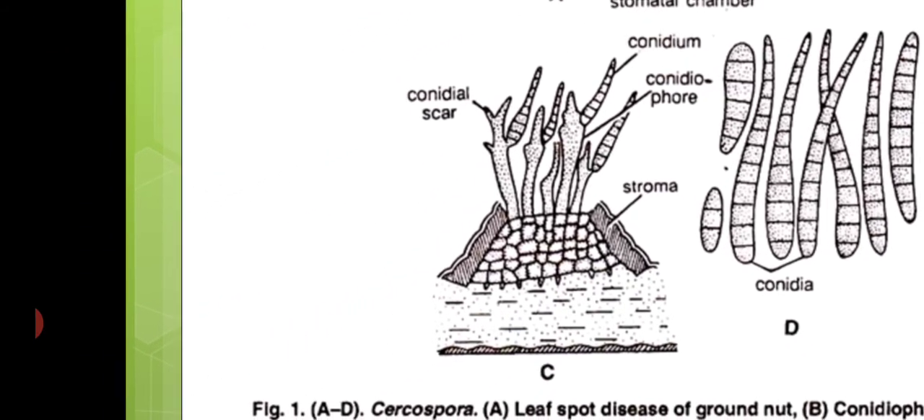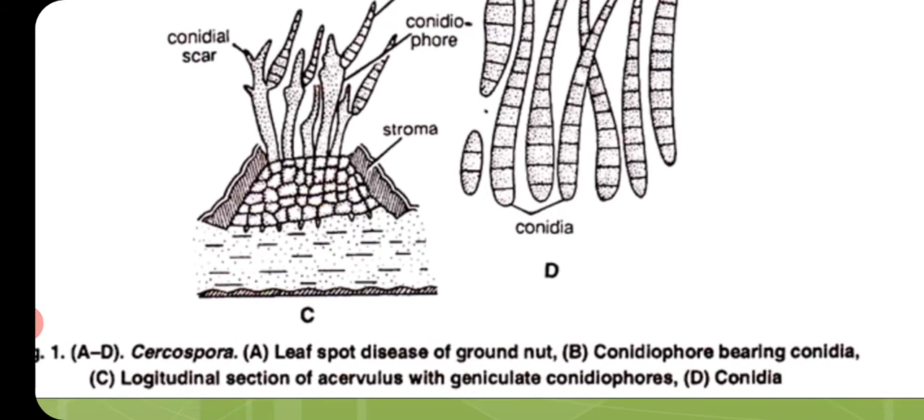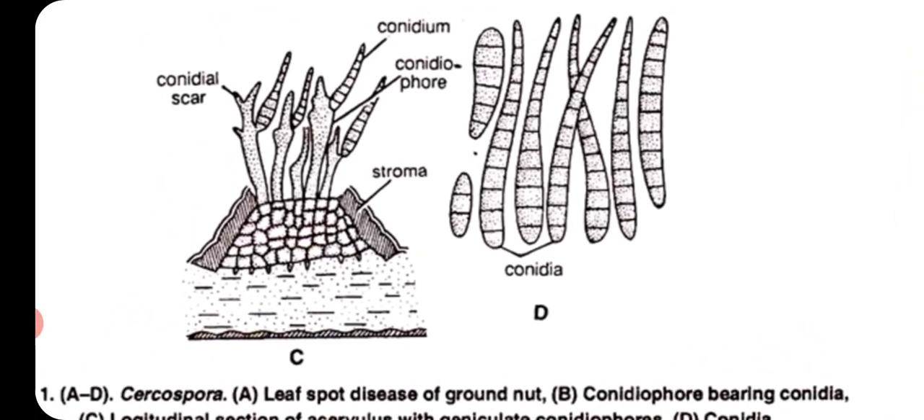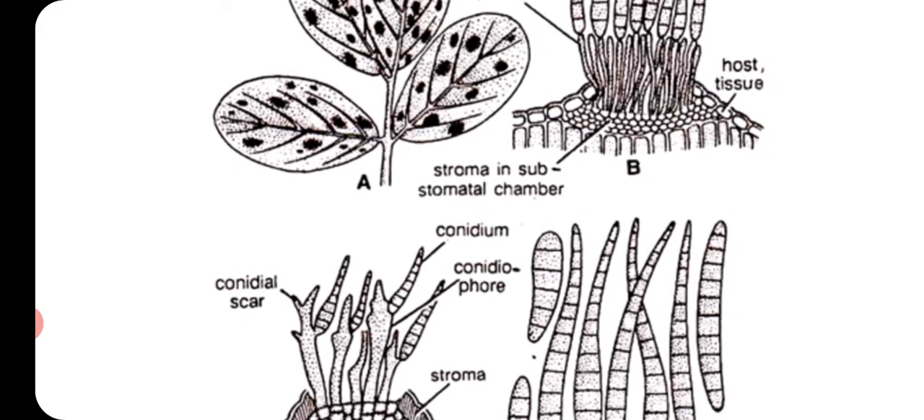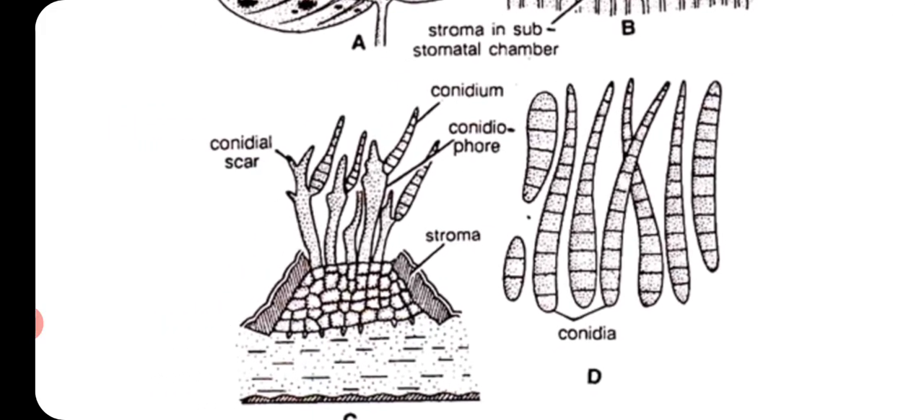And here is the longitudinal section of that flexuous conidiophore with the geniculate condition. Here is the conidial scar. When one conidium detaches from the conidiophore, it leaves a depression, and that is called a conidial scar. As a result it appears as a knee-like appearance. Then here we can see this conidia.